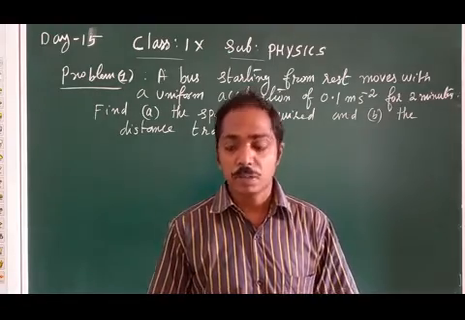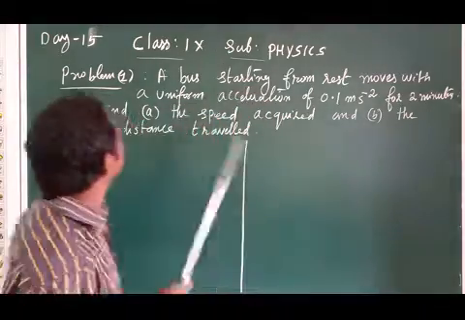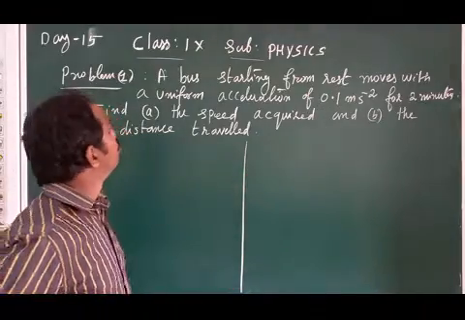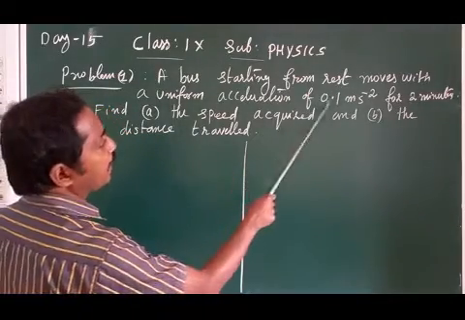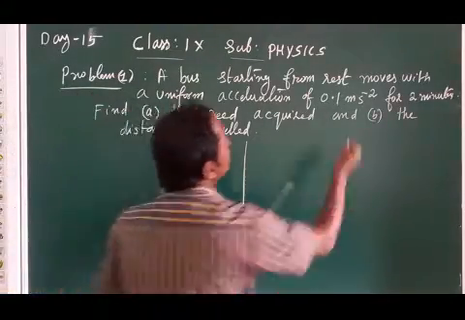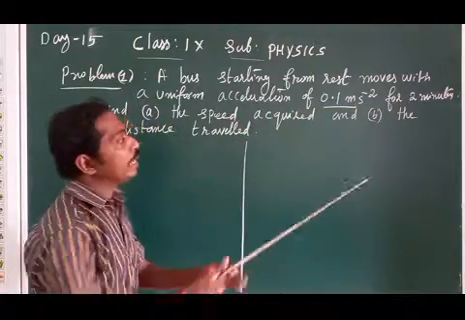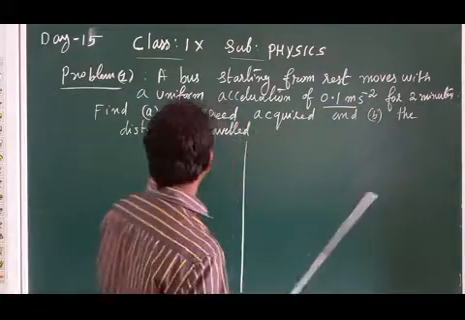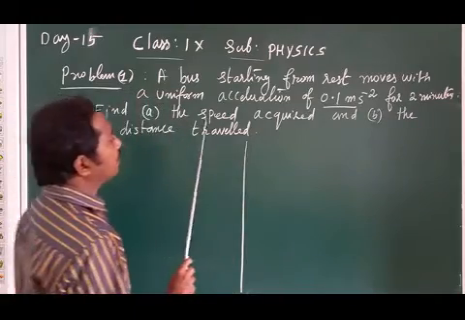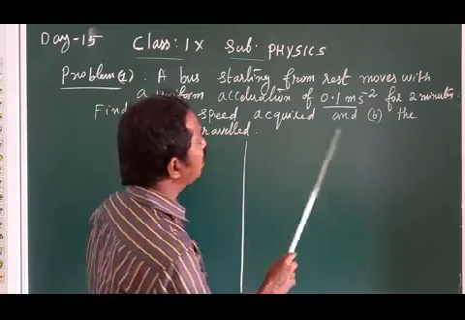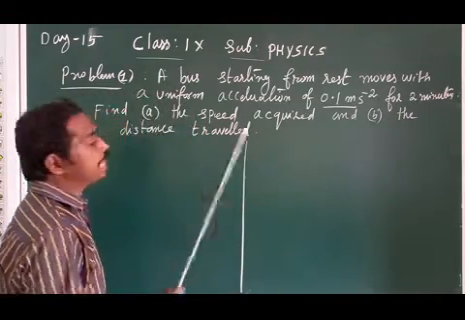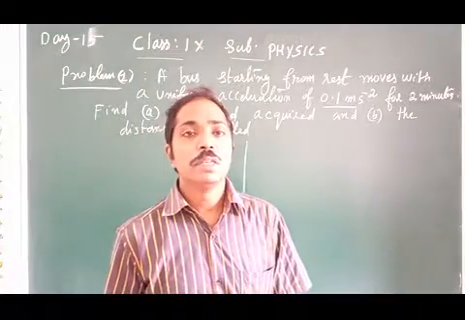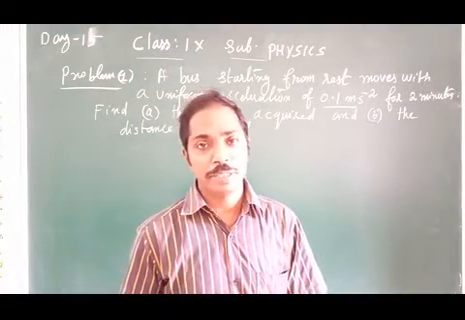The first problem: we have a bus starting from rest that moves with a uniform acceleration of 0.1 meter second raised to minus 2 for 2 minutes. Find first the speed acquired and second the distance travelled. So here we have two data asked to find.